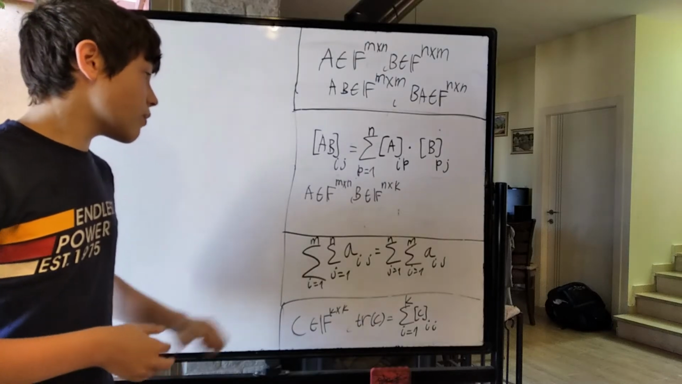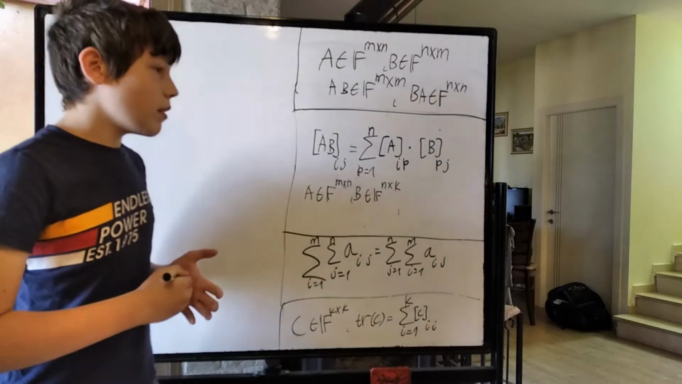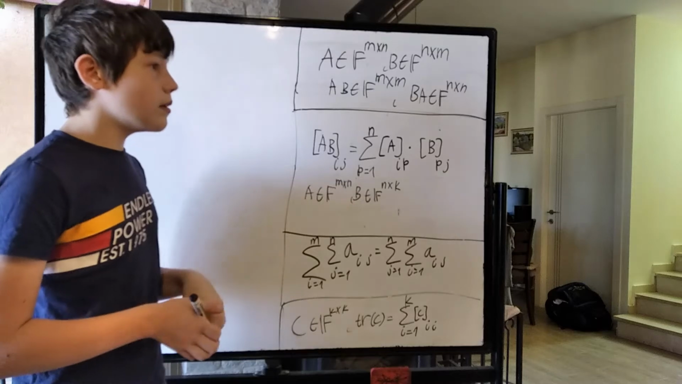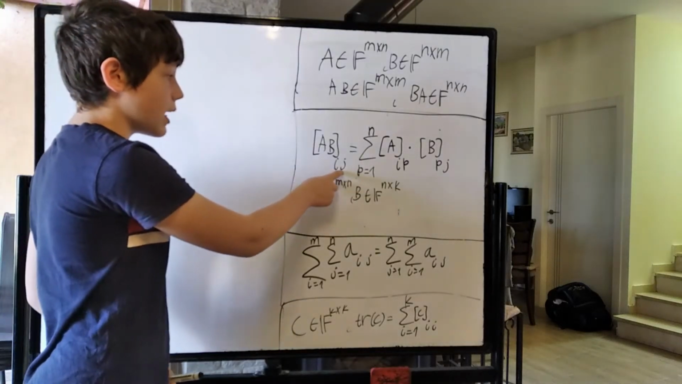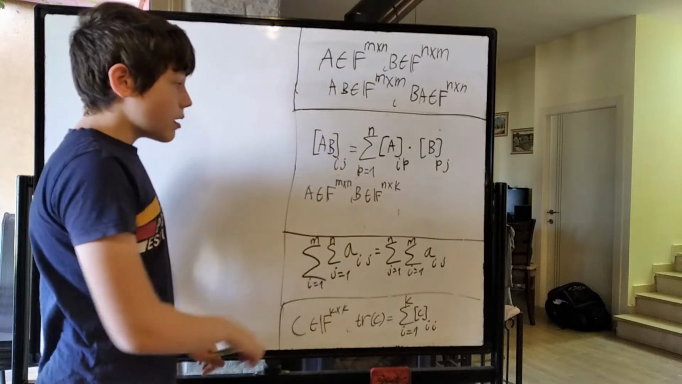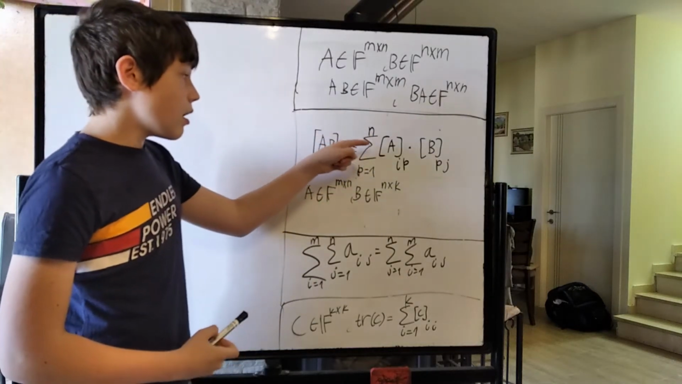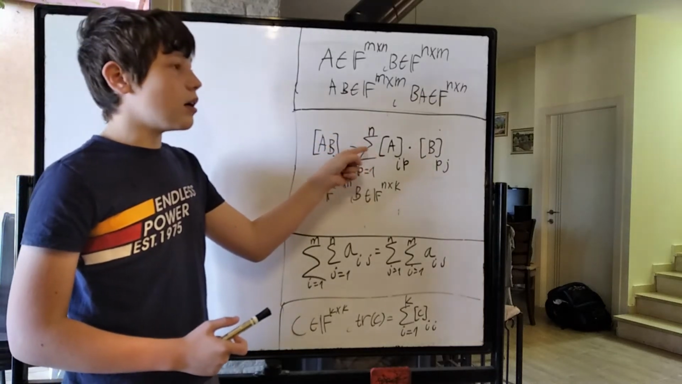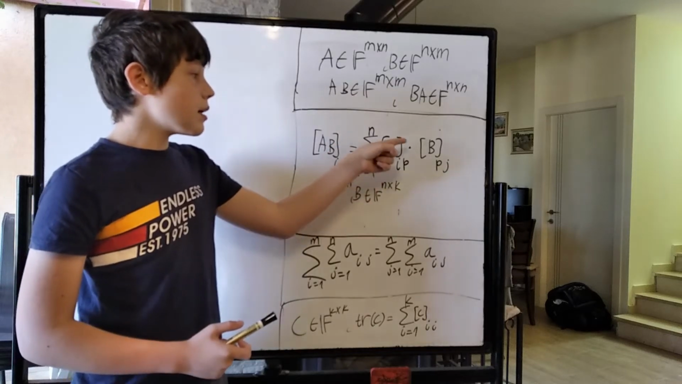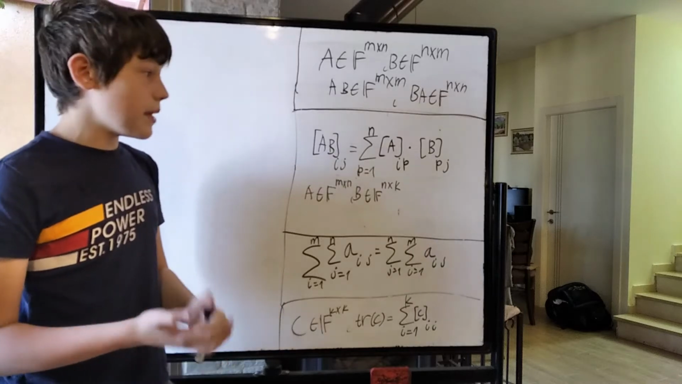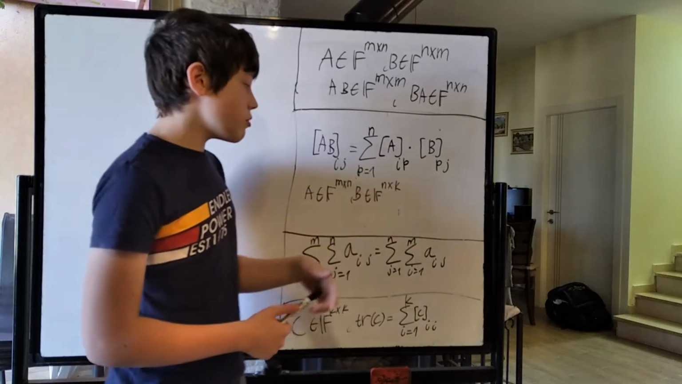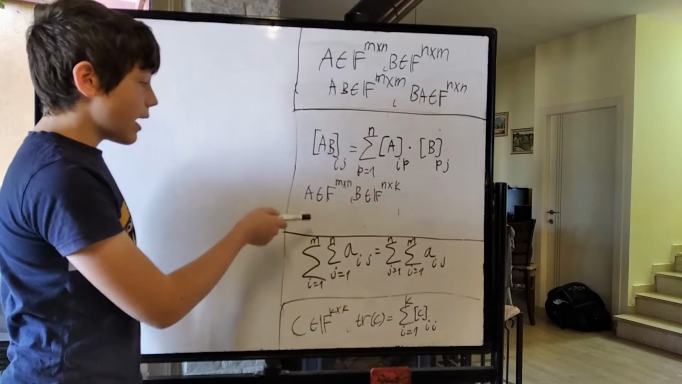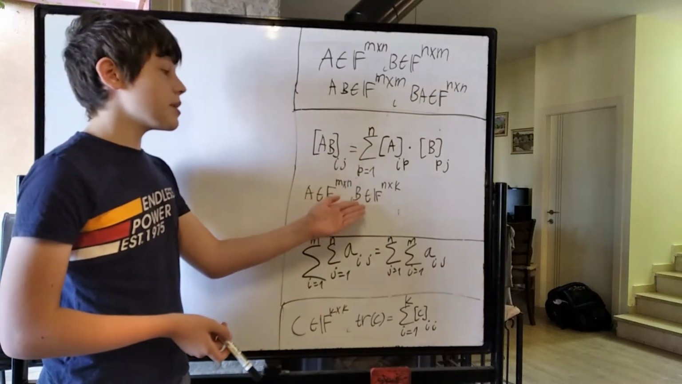Next, let's look at the definition of a product of matrices. The term in the matrix A times B in row I, column J, is the sum, as P goes from 1 to n, of the term in A on row I, column P, times the term in matrix B in row P, column J. And the n here comes from the sizes of A and B. A is of size m by n, and B is of size n by k.